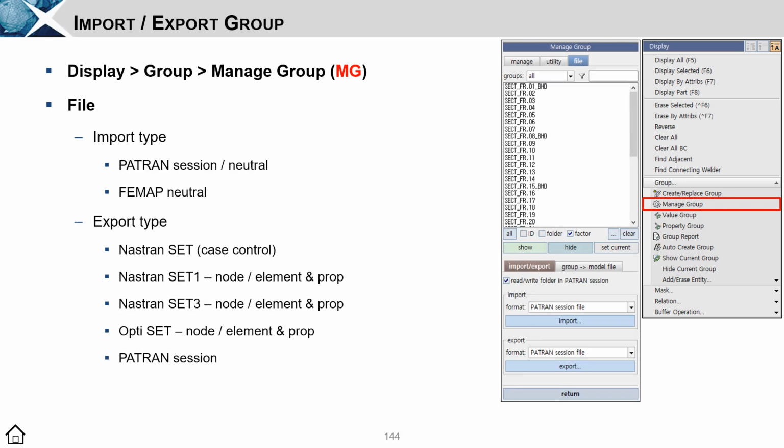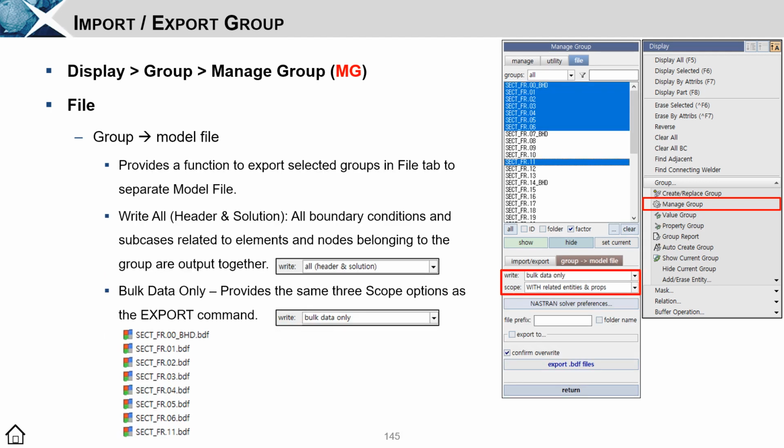You can export the selected group to a file or import the group from a file with the file function. You can import patron sessions and FEMAP neutral files. The selected groups can be exported to patron sessions and Nastran set files. You can output individual PDF files for each group you select.